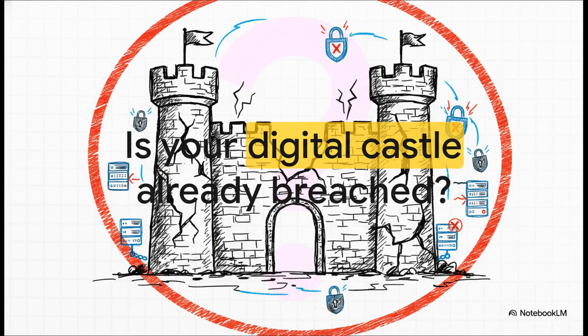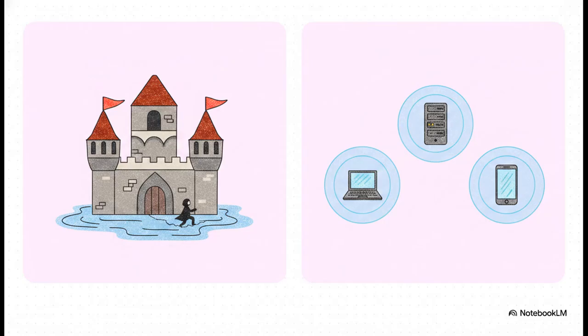So let me ask you a slightly uncomfortable question. Is your digital castle already breached? It's a pretty provocative thought, right? But we really have to start here to immediately introduce the assume breach mentality. You see, for decades, we operated under this illusion that our legacy security architectures, our firewalls, our perimeters, were impenetrable. But the reality today is that you simply must design your environment with the proactive assumption that a breach has already happened. We are talking about a massive fundamental shift.